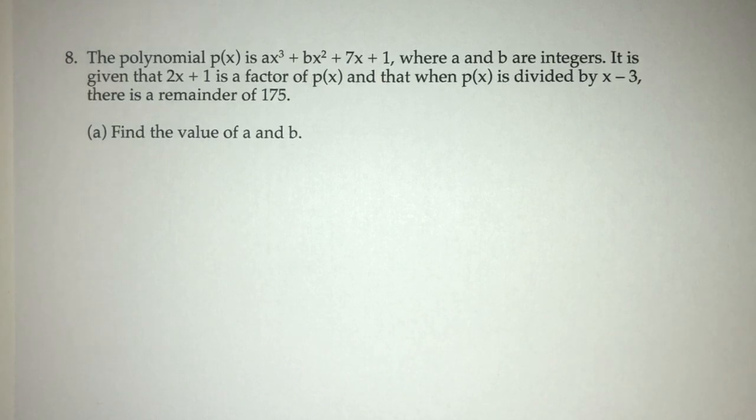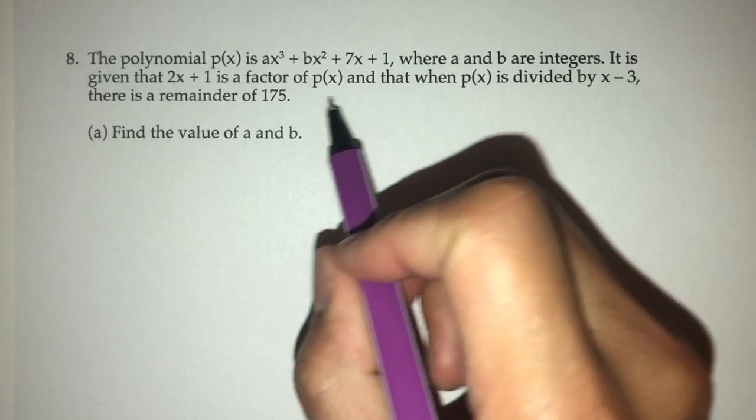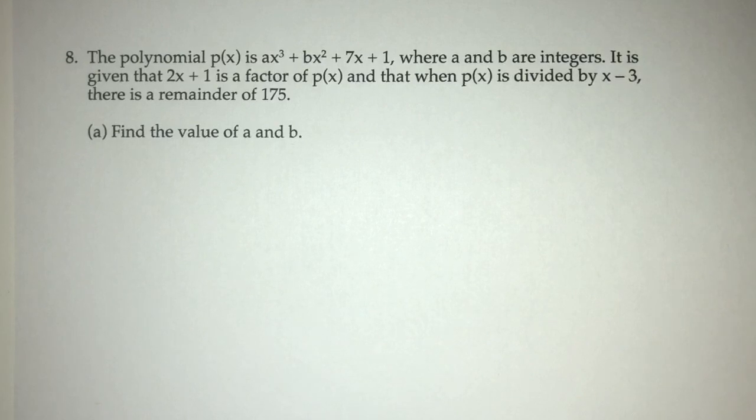Okay, so let's move on to question number 8. So the polynomial p of x is given by this equation, where a and b are integers, which means they are whole numbers. It is given that 2x plus 1 is a factor of p of x, so that means that if you were to divide p of x by this, you will have no remainder.